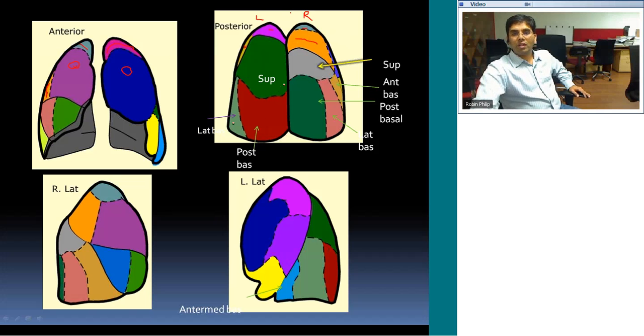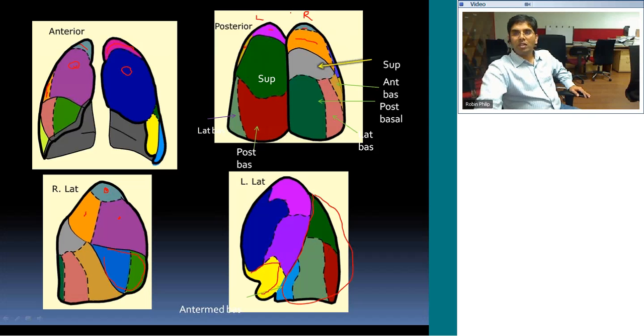And there you have the different segments in the diagrammatic representation, and then these are the right lateral and left lateral projections. This is the middle lobe area, and that is your lingular area, and this is all lower lobe, and that's the upper lobe. Right here you can see that is the apical, this is the right apical segment. That's the posterior segment, and that's the anterior segment.